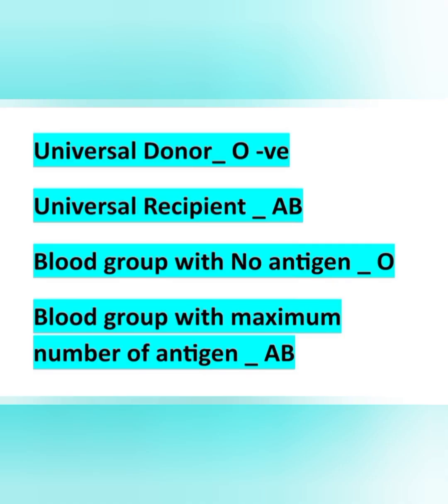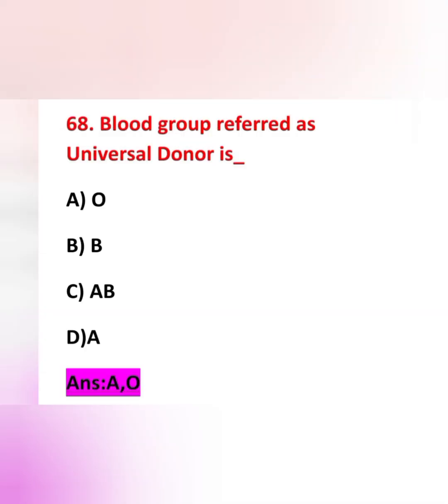Here universal donor is O negative and universal recipient is AB group, and the blood group with no antigen is group O, and blood group with maximum number of antigen is group AB. Okay, here our question is universal donor. Universal donor is O negative is the correct answer. Here option A.